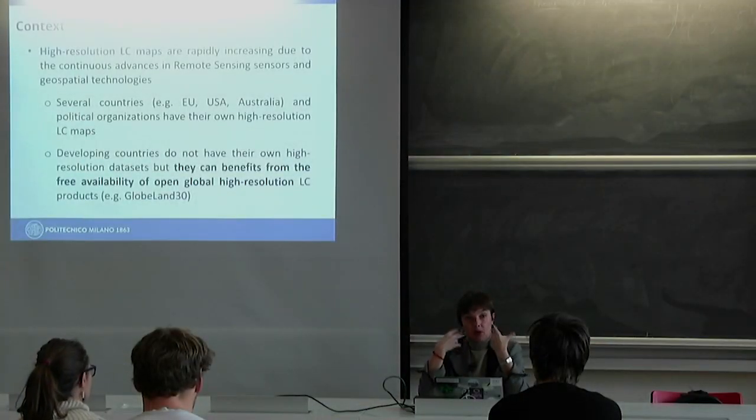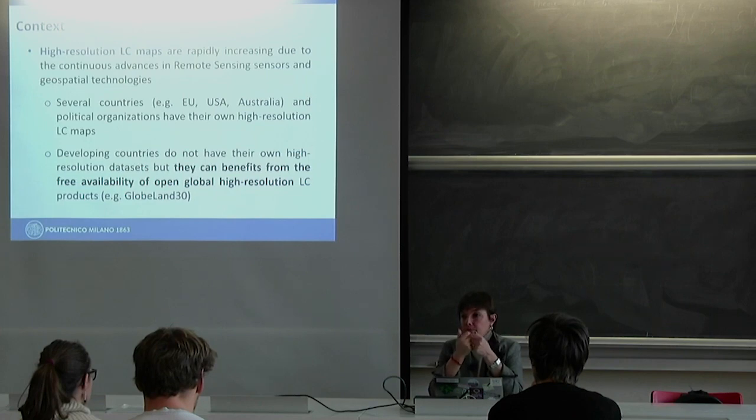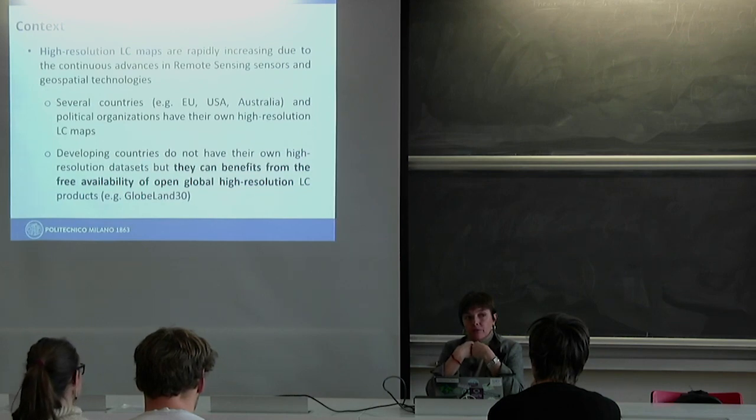So they have to be aware of the fact that those products are available, and they have to be able to use them and possibly also validate them beforehand in order to check if the map fits their purpose.